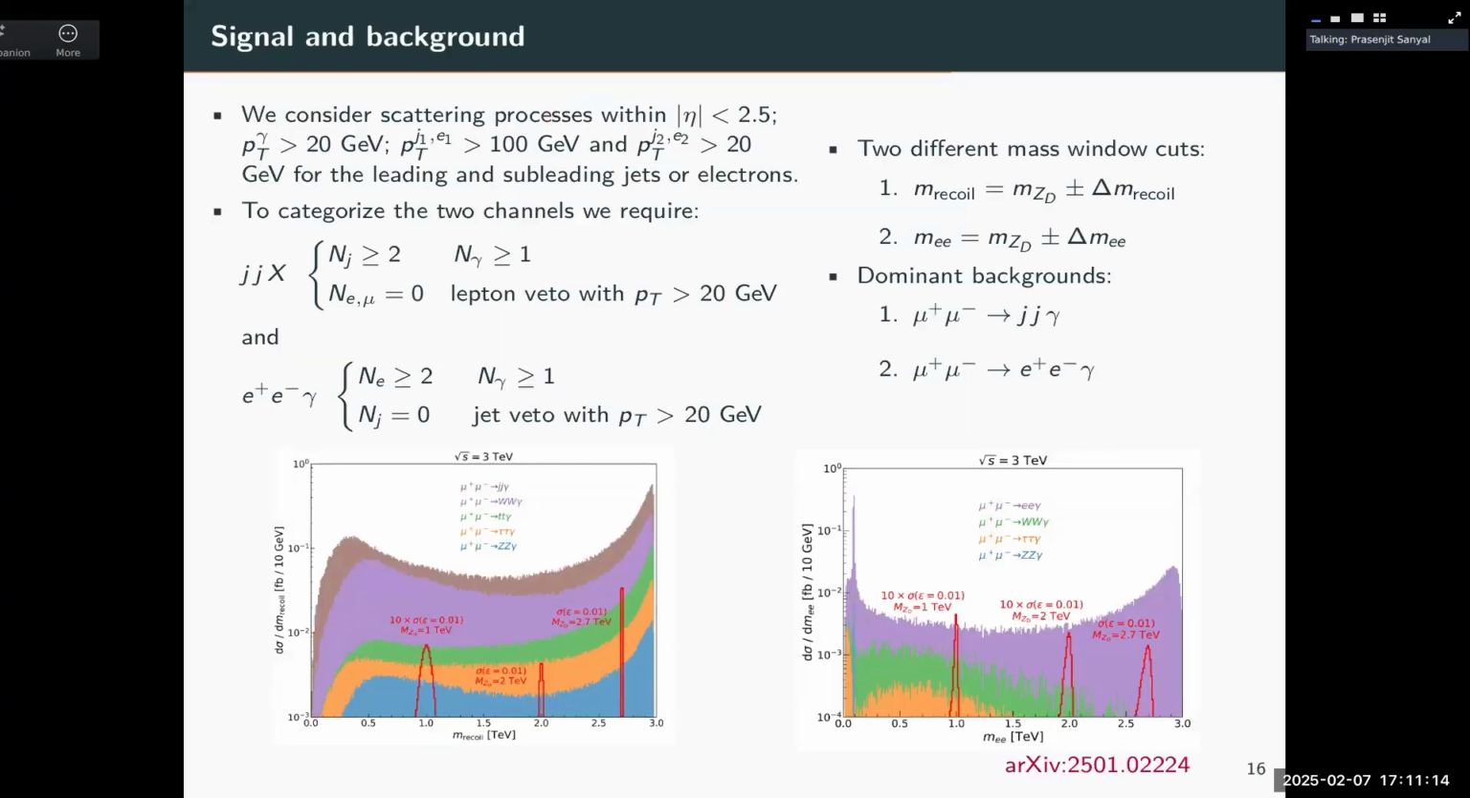Okay, so let's discuss the signal and the background.